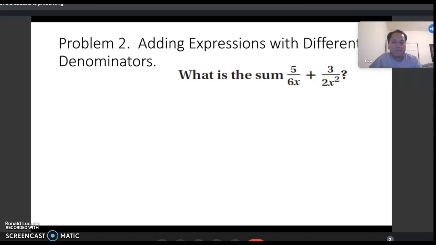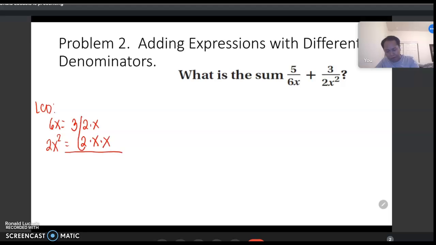The next example will be how to add rational expressions with different denominators. So as mentioned earlier, we have to find the LCD, or the least common denominator. Recall in our previous lesson that when you find the LCD here, you factor 6x, that is 3 times 2 times x, and then for 2x squared, that is 2 times x.